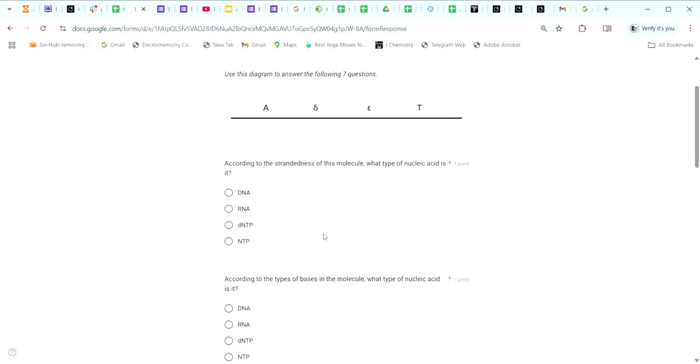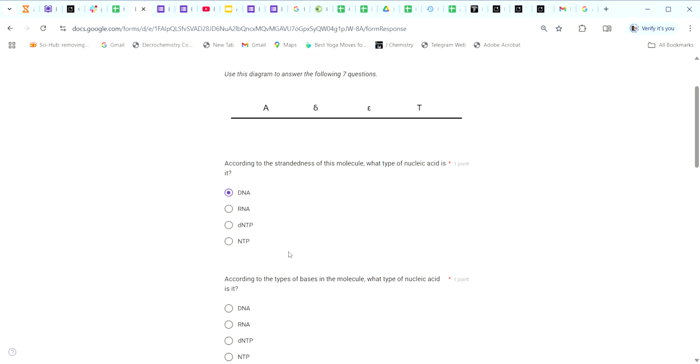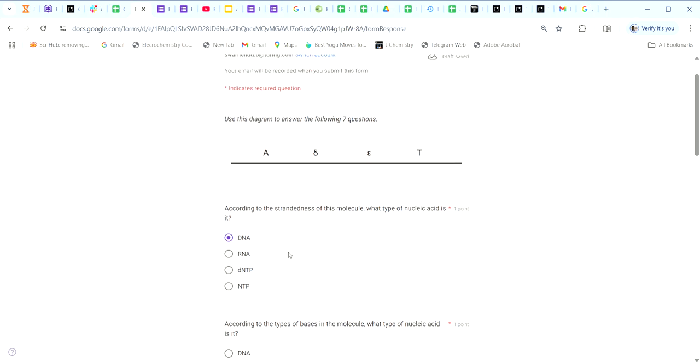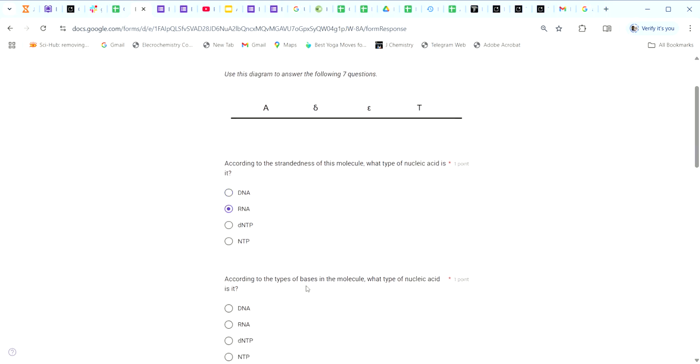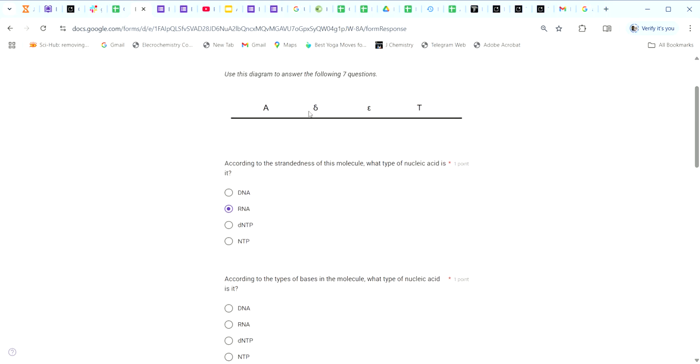According to the sugar, what type of nucleic acid? DNA. According to the types of bases of the molecule, what type of nucleic acid? Oh no, this will be RNA. According to the types of bases in the molecule, which base is there? Thymine. So both will be... Thymine should be DNA.